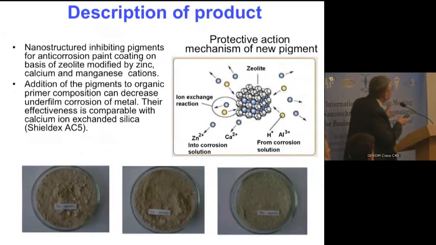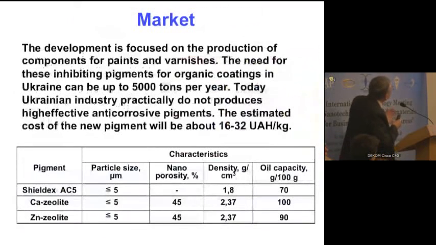Internationally, this is a well-known pigment. It's called calcium ion exchange silica. It's an amorphous silica oxide which contains ion exchange cation, calcium cation. But it's not nanoporous, and our comparative studies show that it has worse inhibiting properties. Probably because this zeolite has more cation exchange capacity and can be more effective.